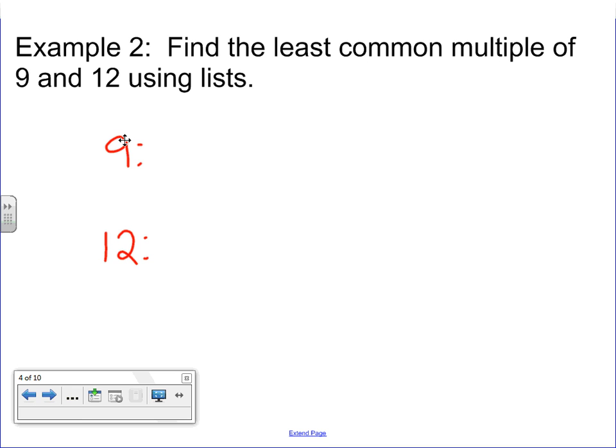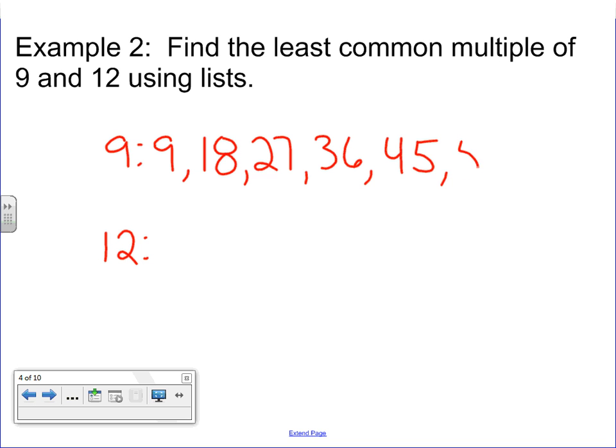I'm always going to start my multiple list with that number, and let's just start counting up by 9. Plus another 9 is 27, 36, 45, 54, 63, and so on. And that's 1, 2, 3, 4, 5, 6. That's actually 7, so that's a pretty good number. I think we might be able to get it. I'm not sure, but we'll have to look at it.